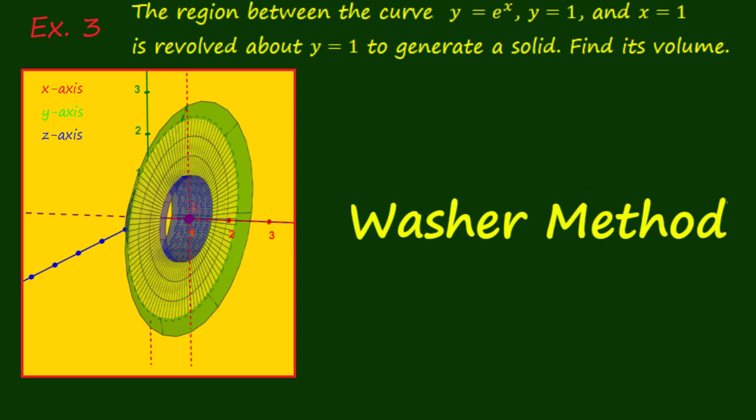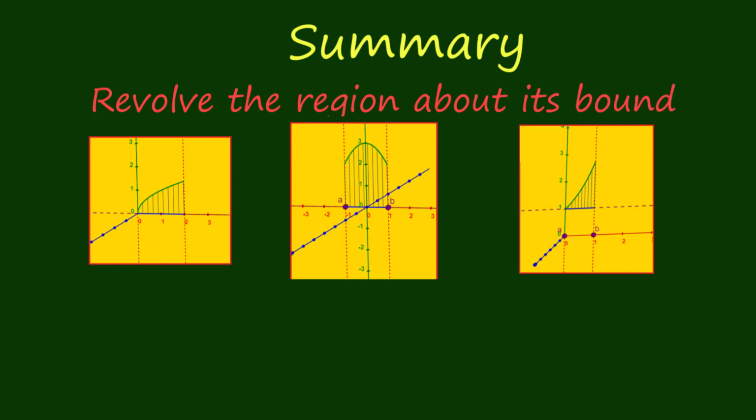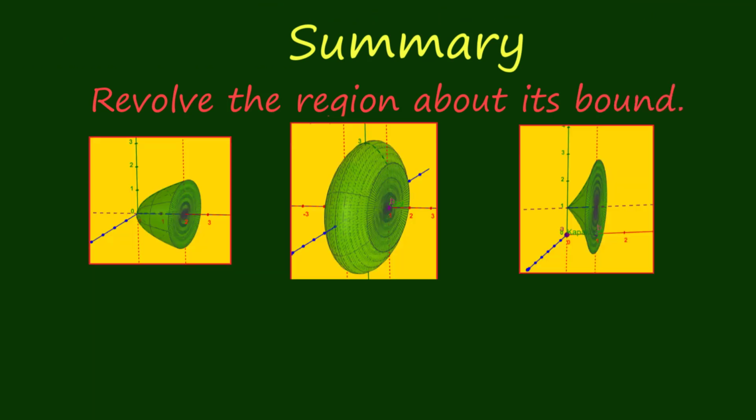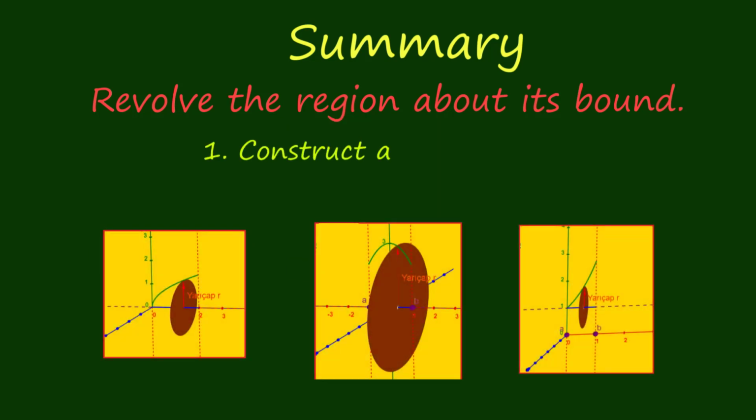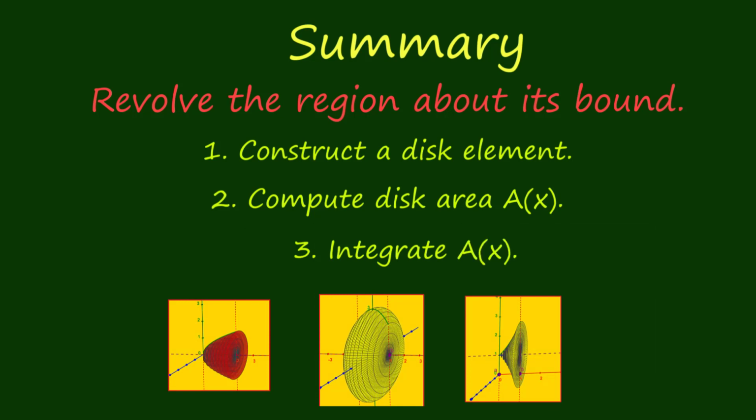So let's summarize what we have seen so far. We have the region and we revolve it about its bound. We compute the volume of this solid by the disk method. Here are the steps you need to follow. First, construct a cylindrical disk and make sure its center is on the revolving axis. Second, we compute the area of the cross-section from the area of a circle. Finally, we integrate the area over the interval.